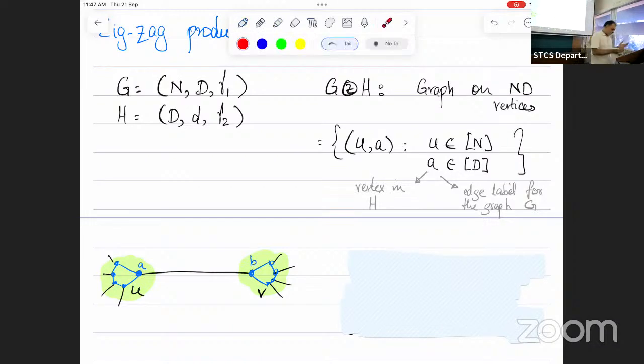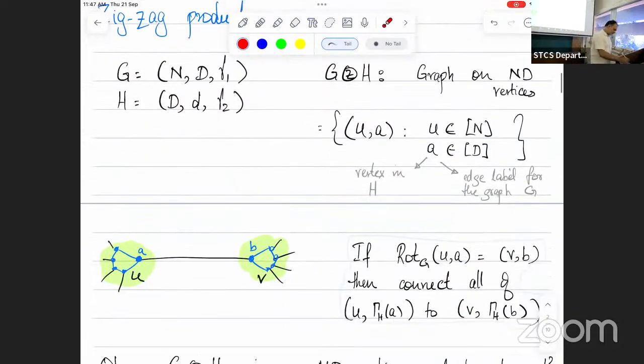So these are the vertices of the zigzag product. So there are ND many vertices. And now what are the connections? The connections basically say the following. If the Ath edge out of U is the Bth edge into V, that's the same thing as saying this particular UV edge, the two vertices of H that are sitting in those respective clouds are A and B respectively.